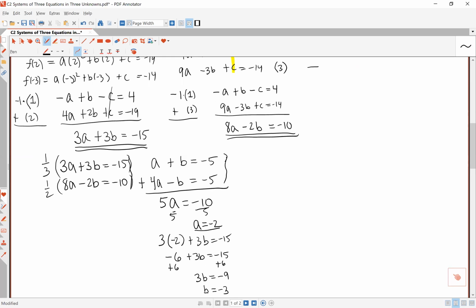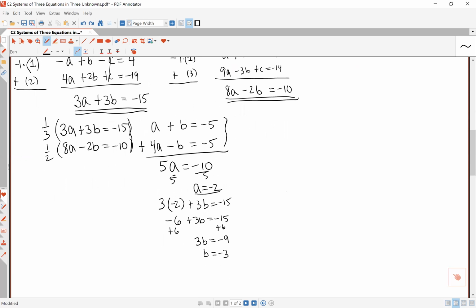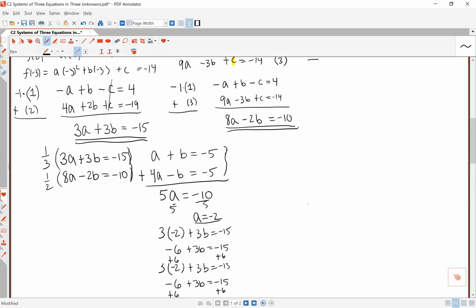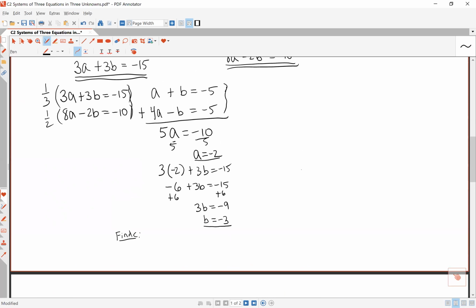All right, so we've got a equals -2 and b equals -3. Now, to find c, we go back to one of our very first equations that said a minus b plus c is -4. We've got a as -2 and b as -3. -2 minus a -3 is -2 plus 3, which is 1. And that tells us that c is -5.